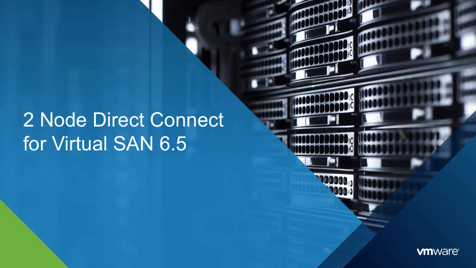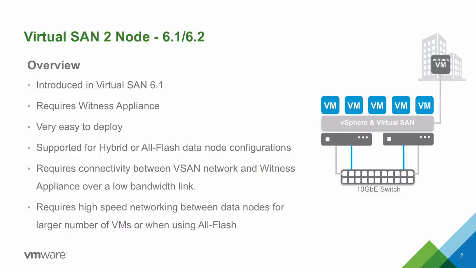Today we're going to discuss the two-node direct connect feature in vSAN 6.5. Two-node support was introduced in vSAN 6.1 and it's also supported in vSAN 6.2. We do require a witness appliance to provide quorum for the two-node cluster. The solution is very easy to deploy and we support hybrid and all-flash configurations.